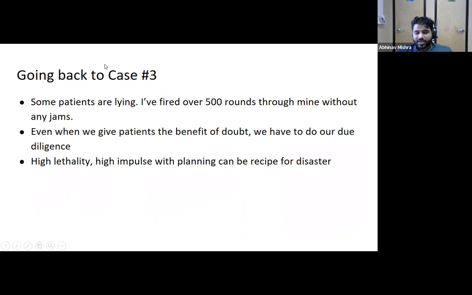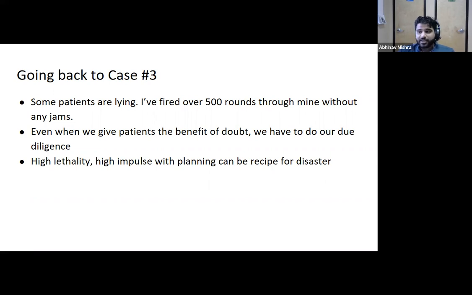So going back to the case that we had, the reason that I want to bring this up is that some patients are lying. I know that our job is to give the patient the benefit of the doubt, but a lot of times when you fire a Glock and you fire 500,000 rounds and you don't have a single misfire, you start to wonder if the patient was lying to you. And that may be the case. Remember that he had sexual harassment allegations against him at work. And that can be traumatic, and that can be a reason people want to commit suicide. And we want them to get through the time so that we can help them get through the crisis.